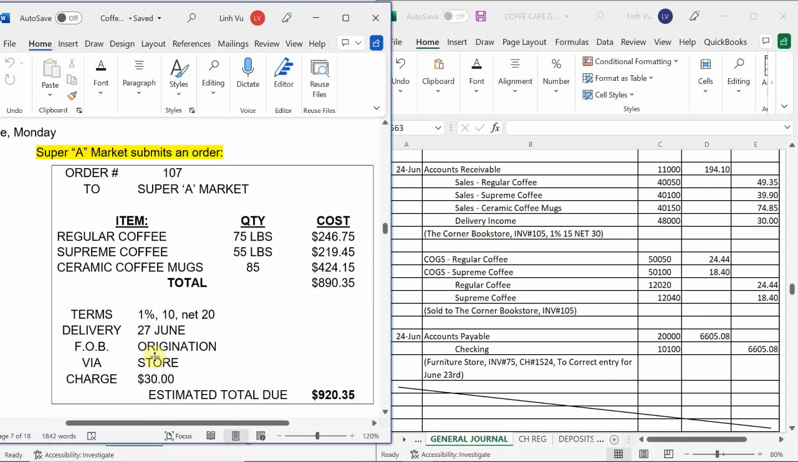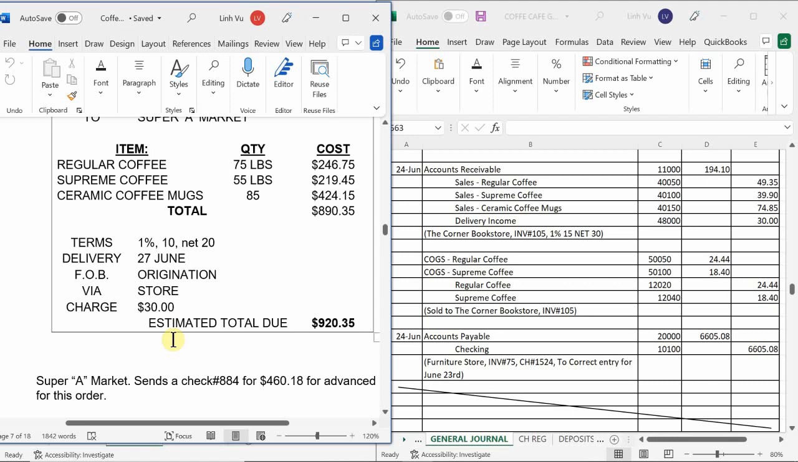Now, here is where Super A Market decides to submit an order themselves to purchase 75 pounds of regular coffee, 55 pounds of Supreme coffee, and 85 ceramic coffee mugs. Okay? We're still going to charge them a delivery fee of $30. Okay? And here's what Super A Market did. They decided to give us an advance payment of $460.18.